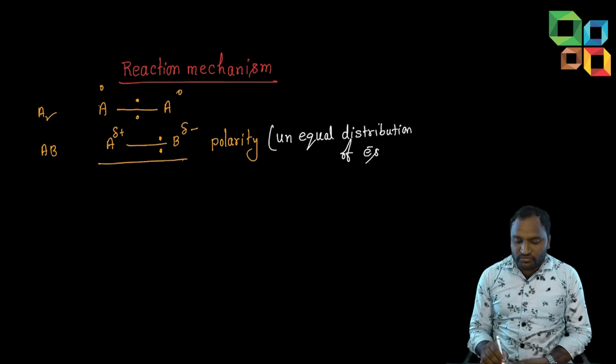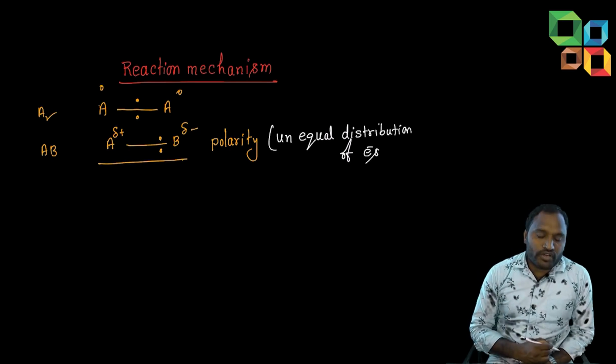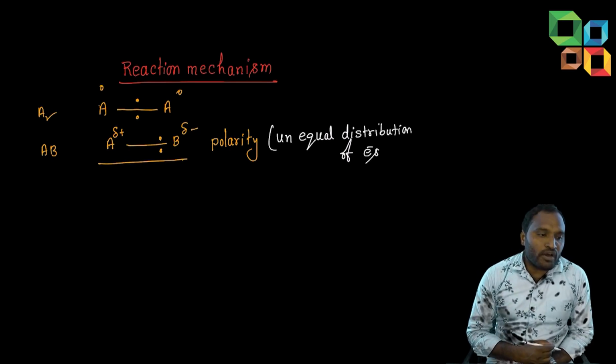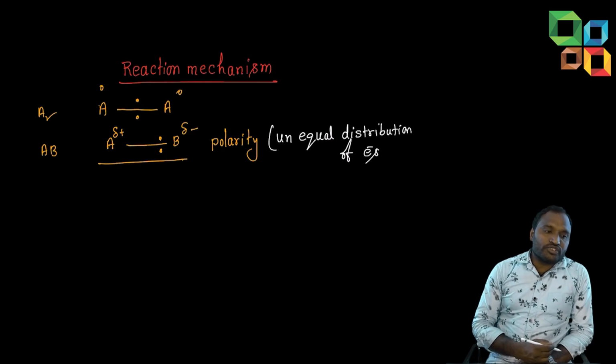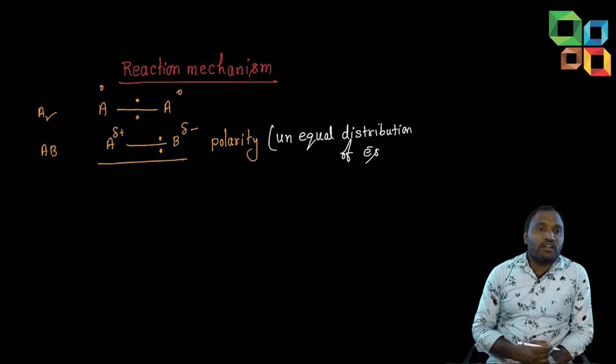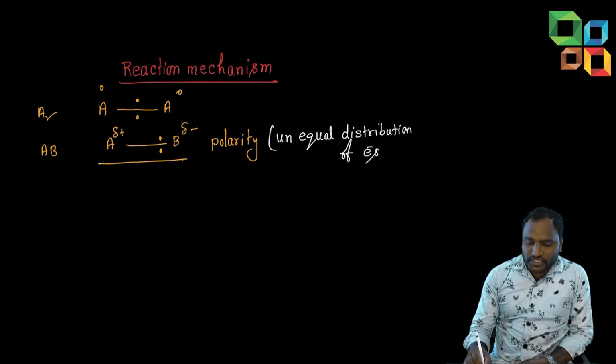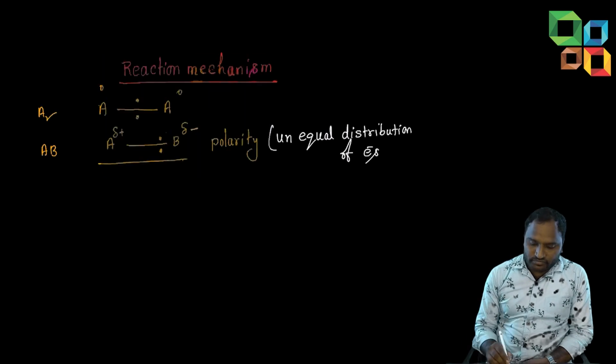This is the same thing here also. Unequal distribution of electrons leads to polarity. The polarity thus produced in the molecule as a result of a more electronegative element is called the inductive effect. Now we put the side heading: inductive effect.